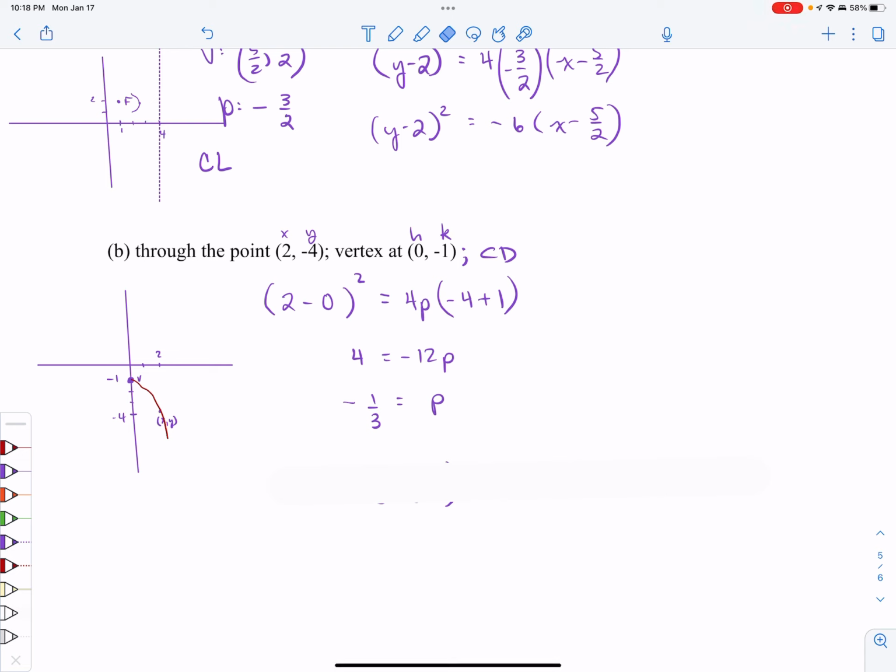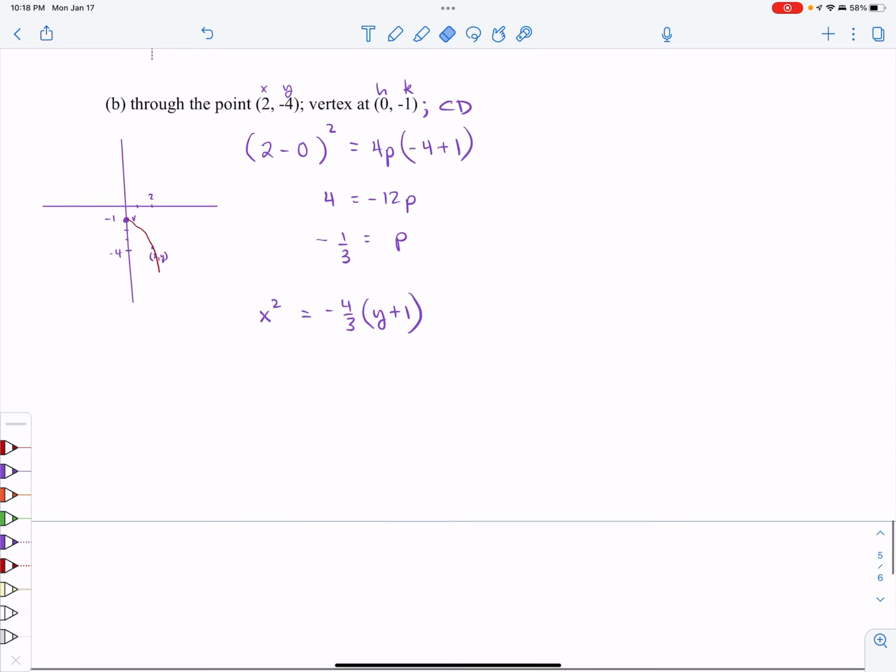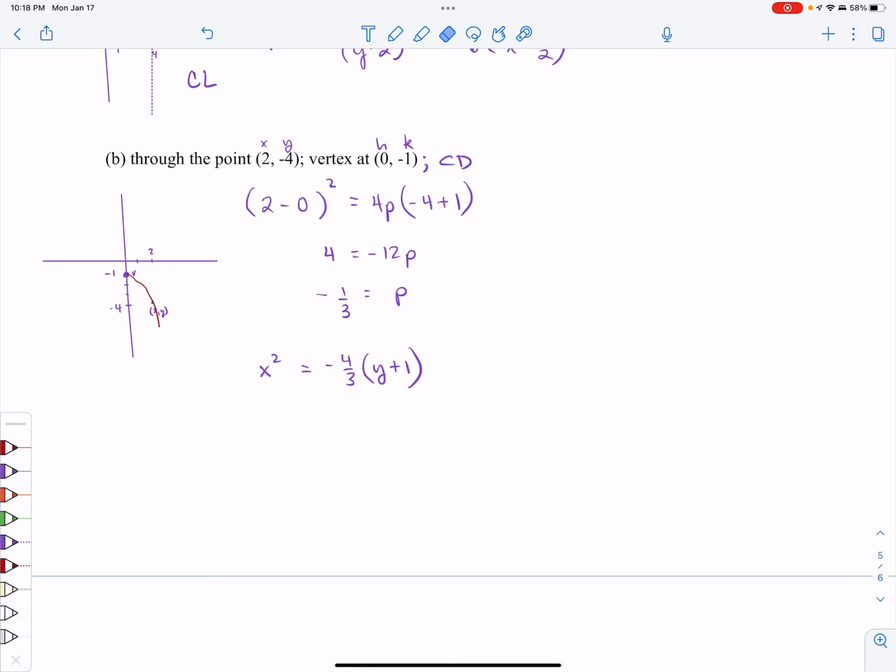Now that I have my h, my k, and my p, I can write my equation properly. It's the x squared equation because it's concave down. And don't forget that your p-value is negative. So 4 times p is going to end up being negative 4/3. All right, and I believe that was the last example on this particular set of notes.